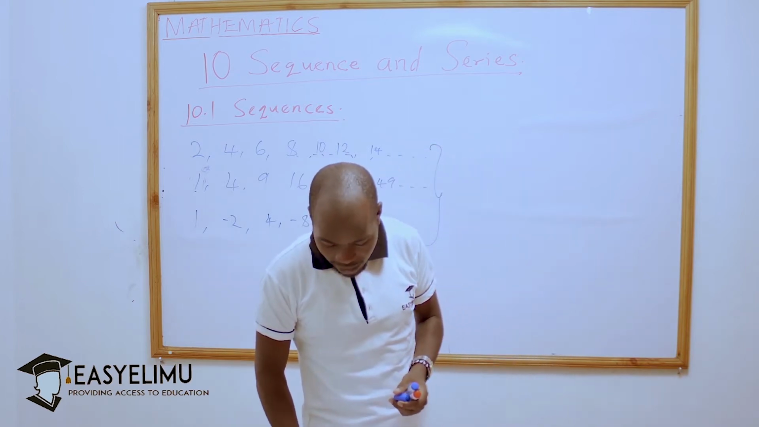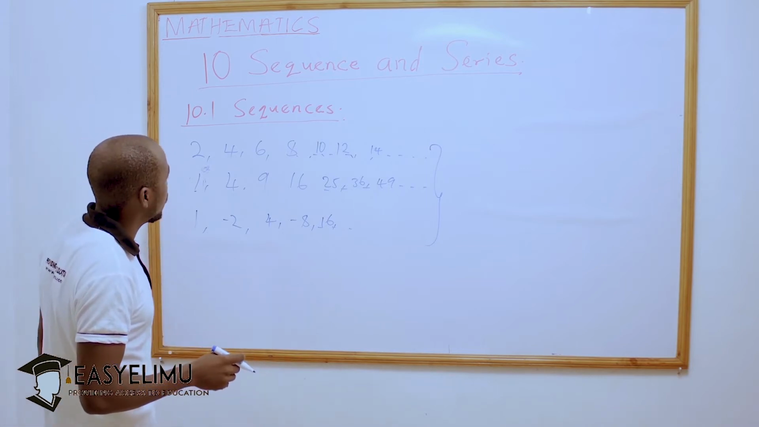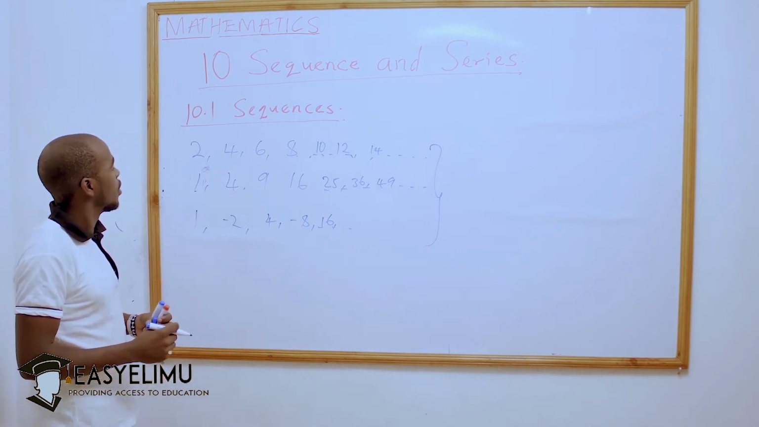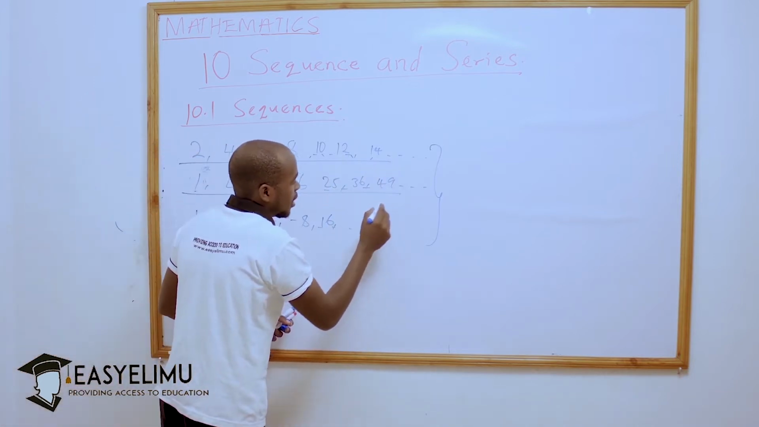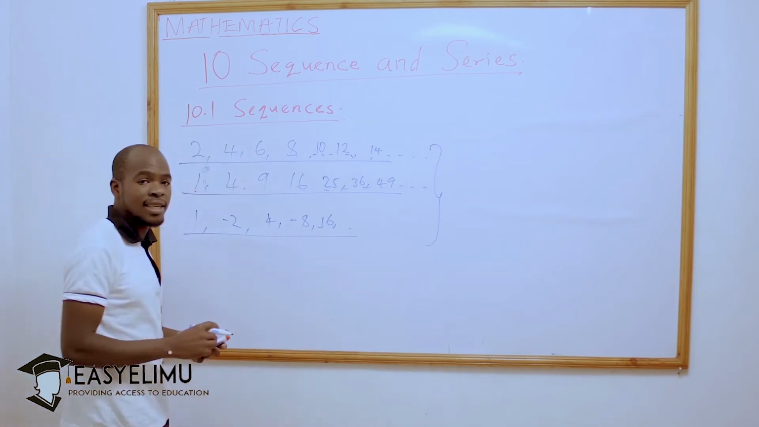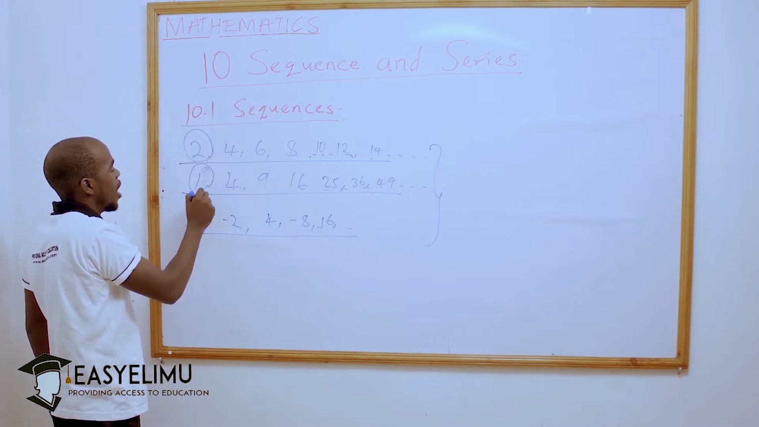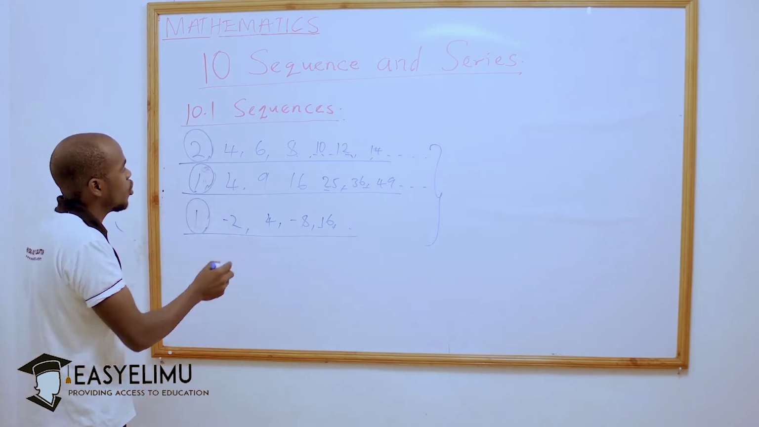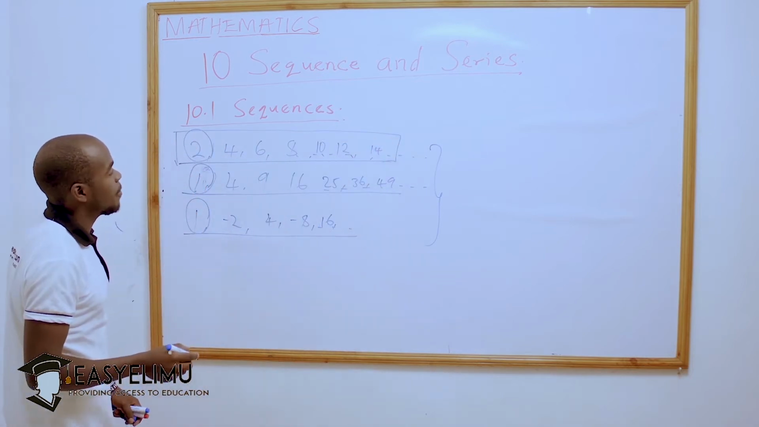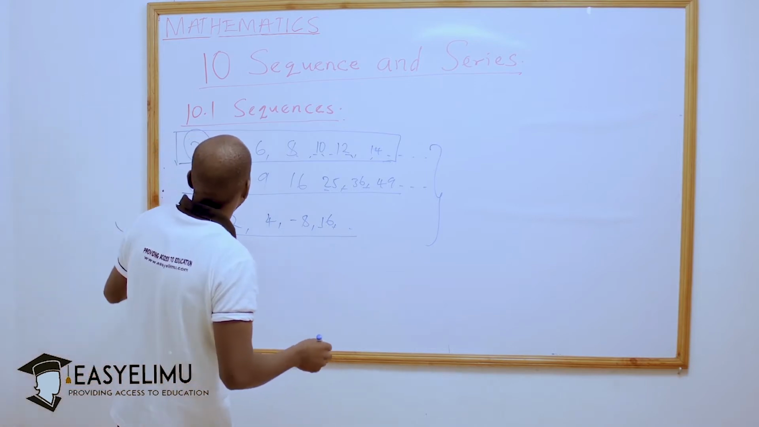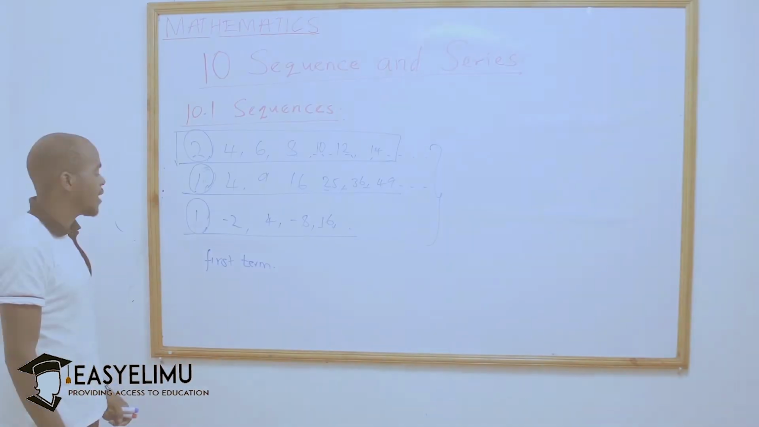Now we shall observe another one. From what we have observed, every pattern has a starting number. For the first pattern, the starting number is 2. Here we have 1, and here is also 1. So we shall consider this first pattern. For the first pattern, we have 2. The 2 here is referred to as the first term.